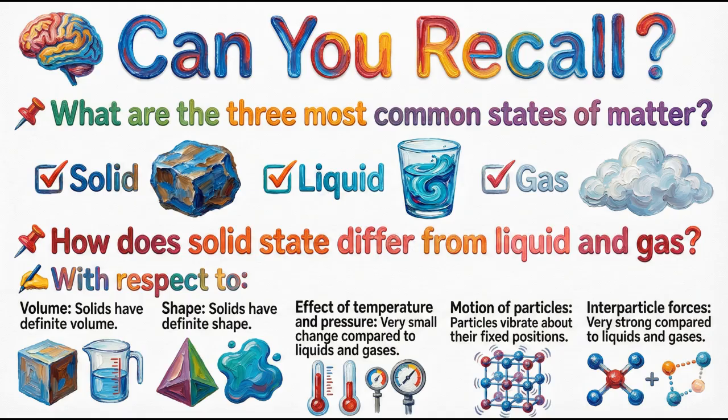First point is volume. Solids have a definite volume. Second point is shape. Solids have a definite shape. Third point is effect of temperature and pressure. When temperature or pressure changes, solids show only a very small change as compared to liquids and gases. Fourth point is motion of particles. In solids, particles remain at fixed positions and only vibrate about their mean positions. Fifth point is interparticle forces. The forces of attraction between particles in solids are very strong compared to liquids and gases.